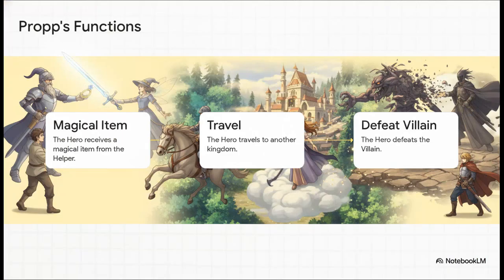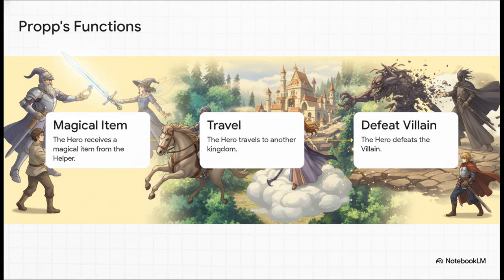Then you have Vladimir Propp. He took this abstract math and applied it to fairy tales, proving that 100 completely different stories actually share the exact same structural skeleton of functions and actors. Propp realized that whether the hero is a knight getting a magical horse or a peasant getting a magical ring, the underlying function is completely identical.